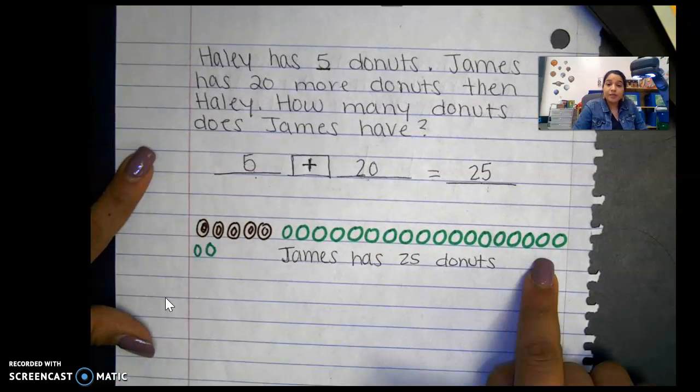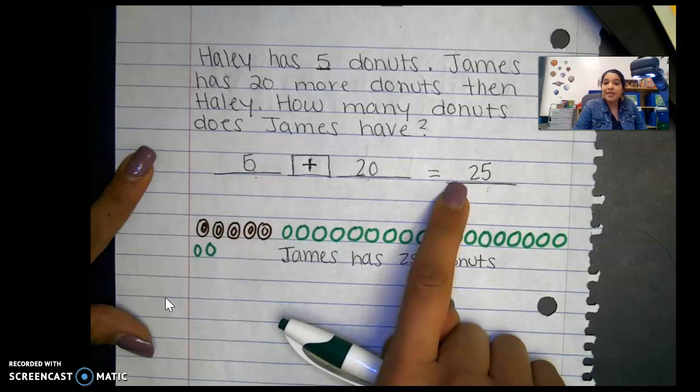So we used our picture to help us write our number sentence. Let's go ahead and look at another problem.